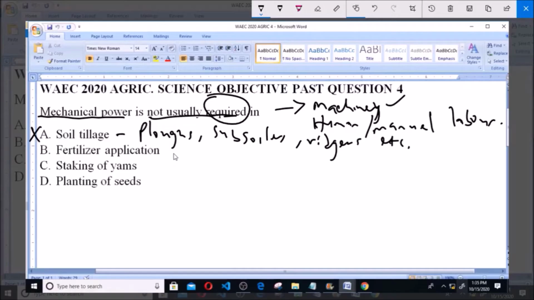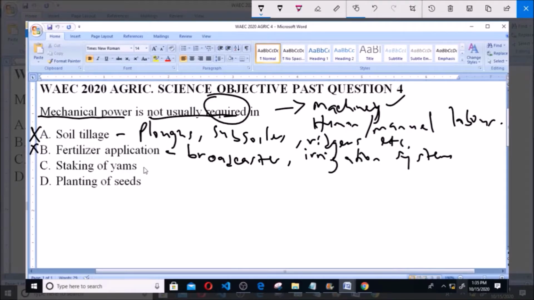Now option B says fertilizer application. Now for fertilizer application, you have machines such as the broadcaster, and even irrigation systems. Even irrigation systems can be used for fertilizer application. So it is not the answer to the question.